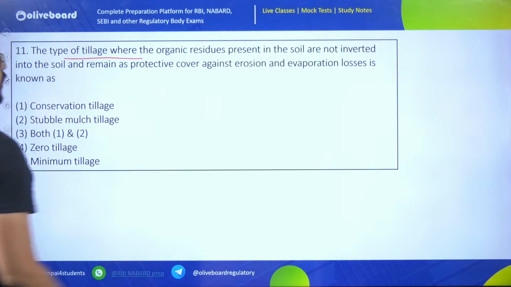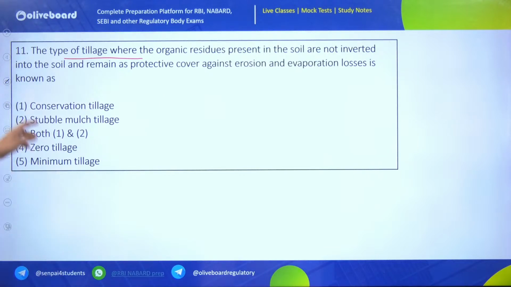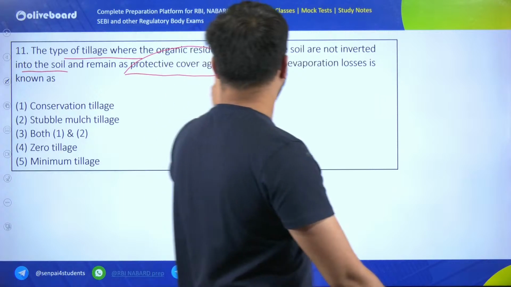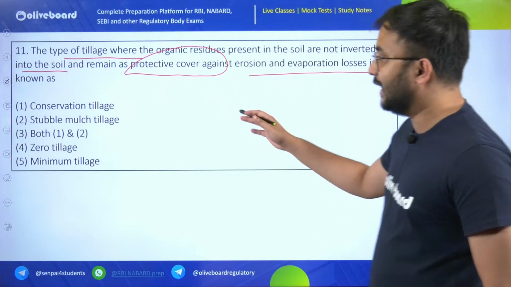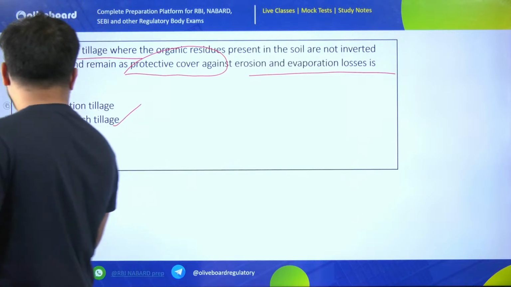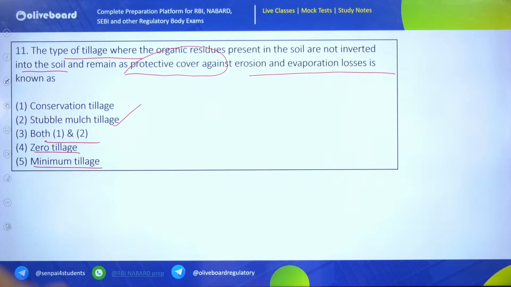The type of tillage where organic residues present in soil are not inverted into soil and remain as a protective cover against erosion and evaporation losses is known as what? Conservation tillage, stubble mulch tillage, both 1 and 2, zero tillage, or minimum tillage.